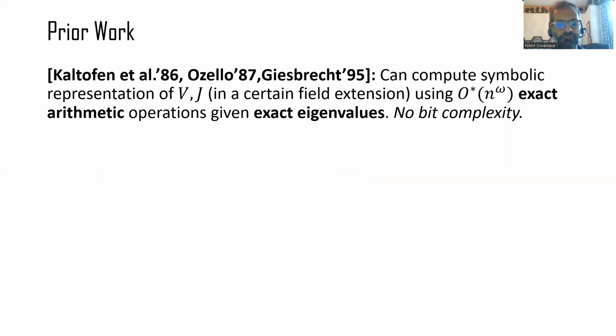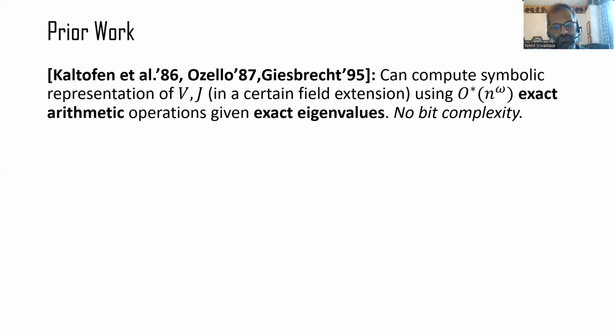What this line of work ultimately was able to prove is that given a matrix A, you can compute some kind of symbolic representation of the Jordan normal form. So you can compute V as an element of a certain field extension in the eigenvalues of the matrix using roughly n to the omega exact arithmetic operations. I'm using this star to suppress logarithmic factors in n and a.